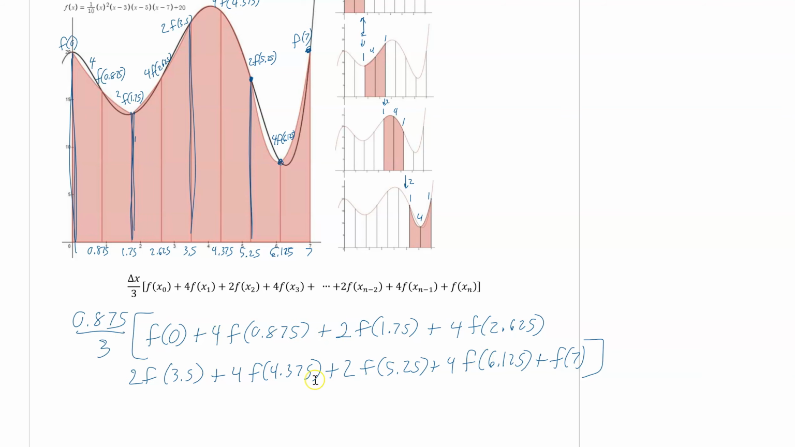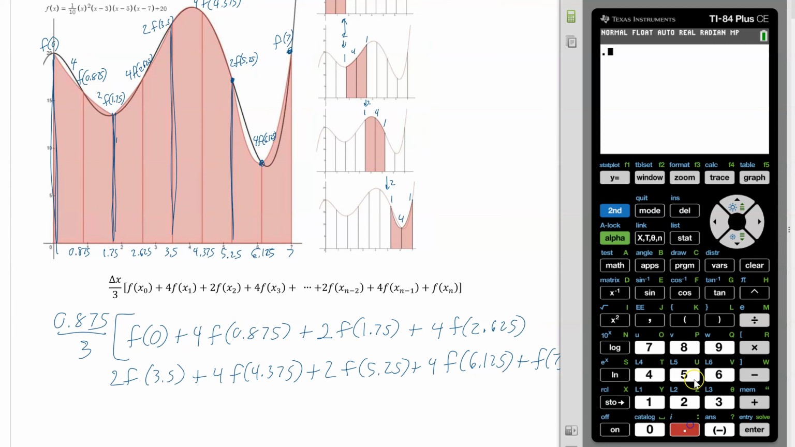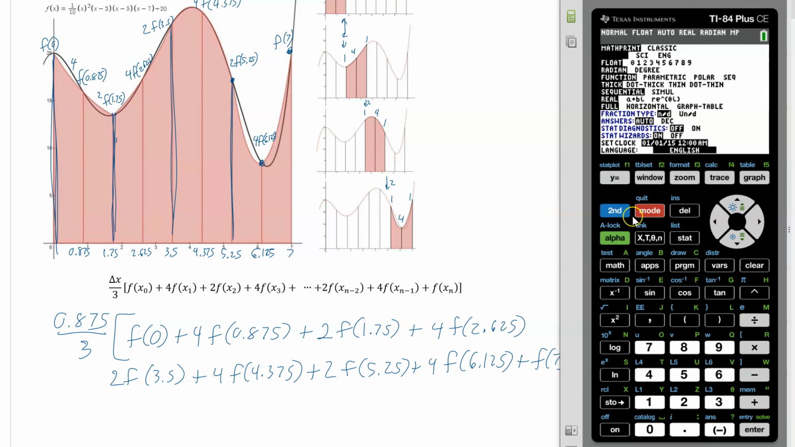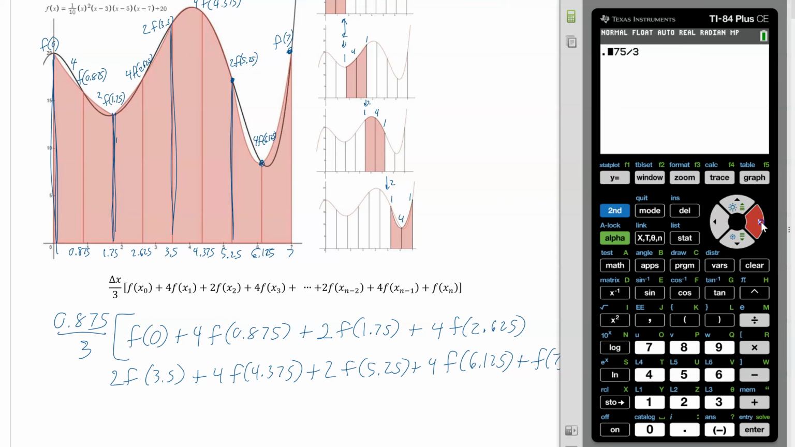Now we just have to plug this in our calculator to figure out what the approximate area is. And we do it just like trapezoidal. So 0.875 divided by 3. Again, make sure your y is the correct function. And then parentheses, and then we're going to hit vars, and then y vars, function, y1, parentheses, 0, plus, and then we move on now to 4, and then 0.875.